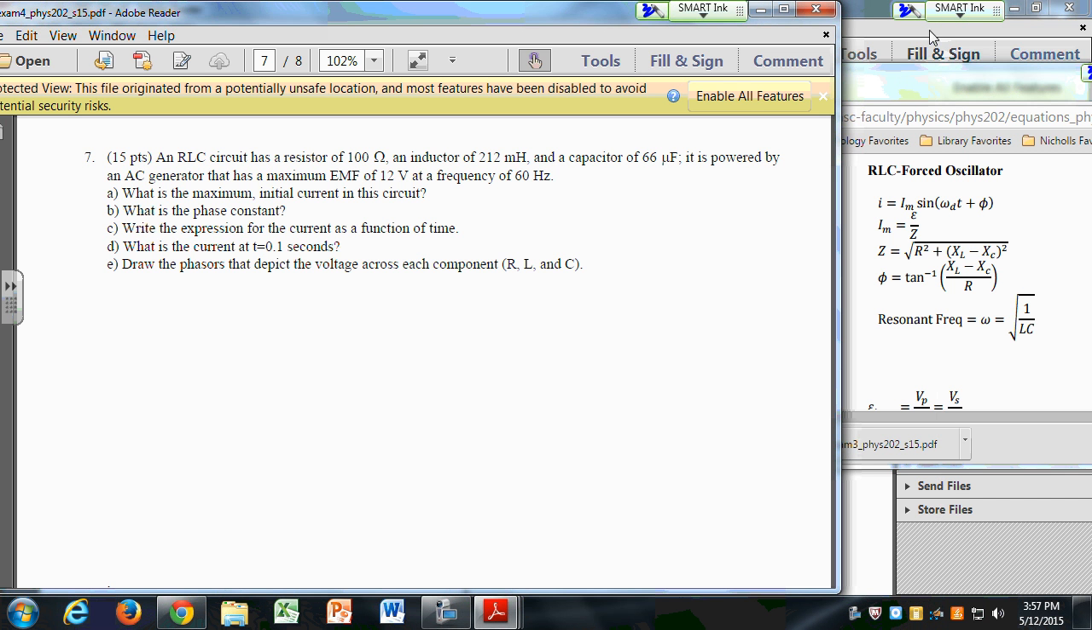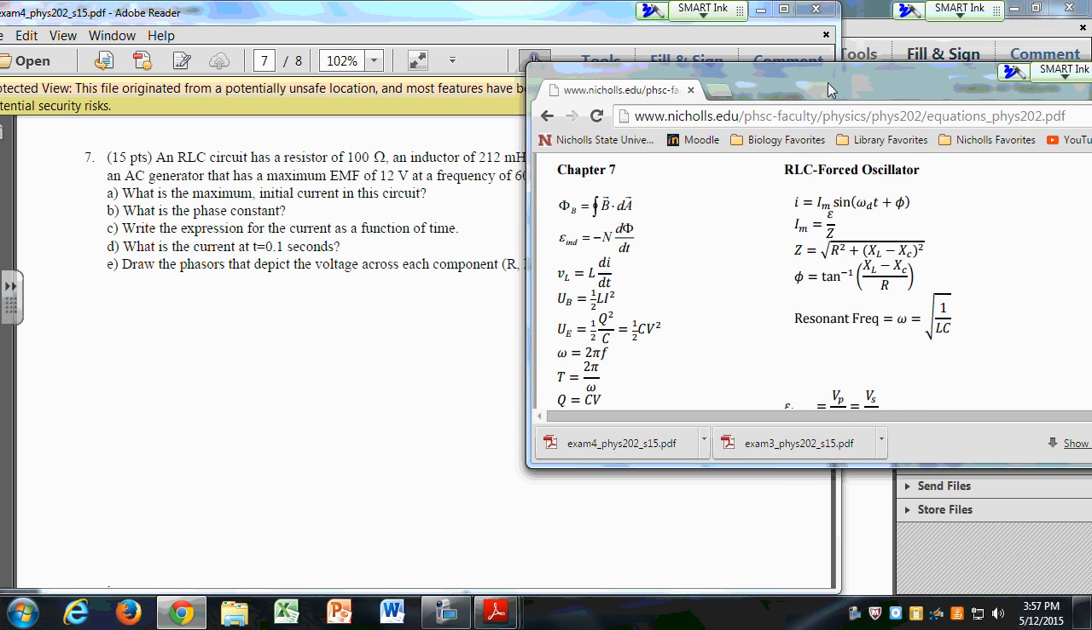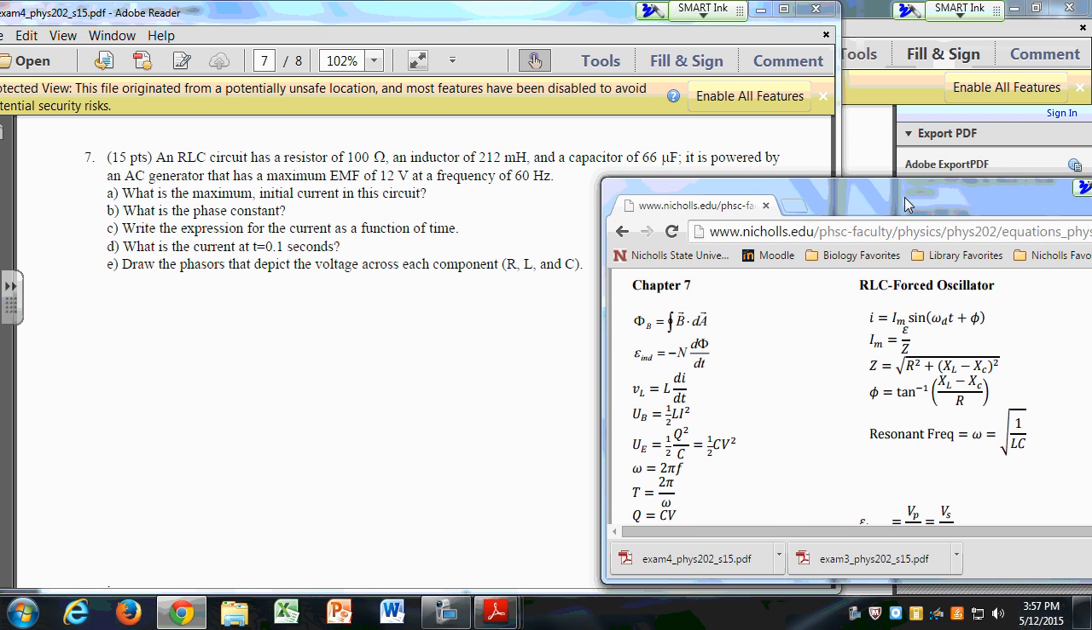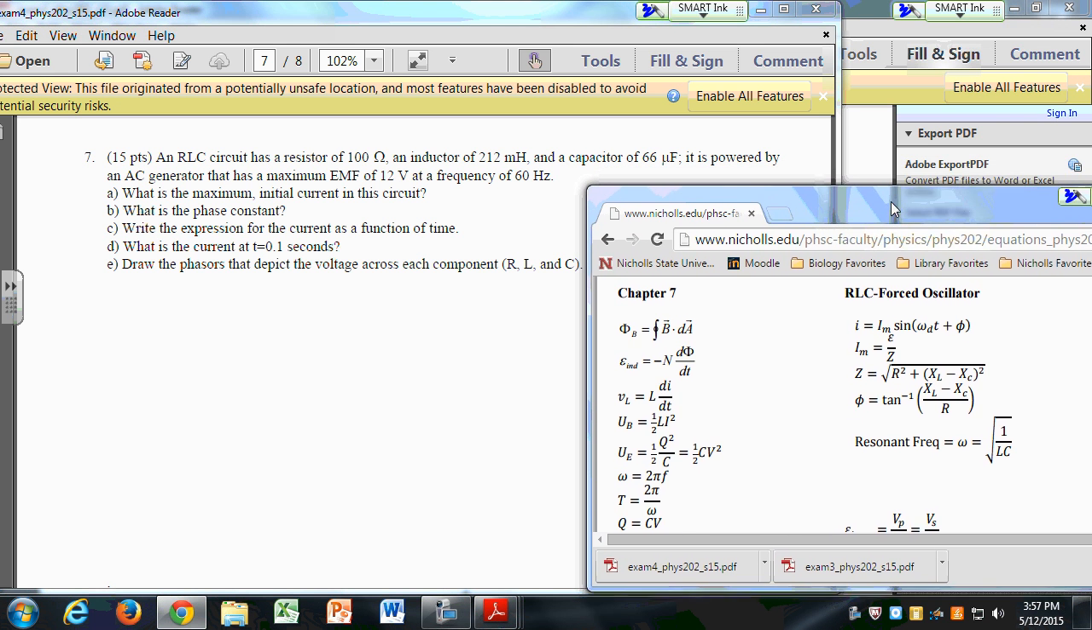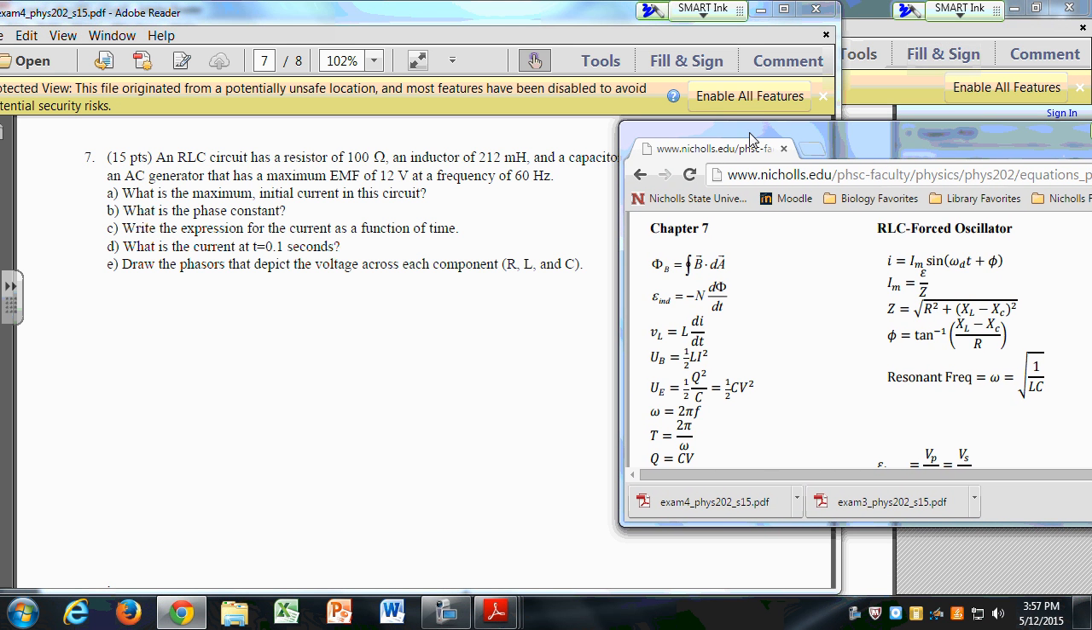This is not a forced oscillator. Oh yeah, it is. When I say forced, it's because it has this EMF of 12 volts, whereas the previous one was an RLC circuit that was just passive. It didn't have a generator, and so it decays over time. But this one continues at the frequency of the EMF source.